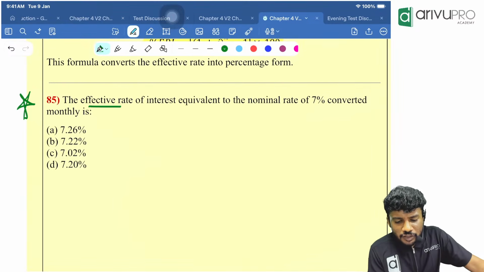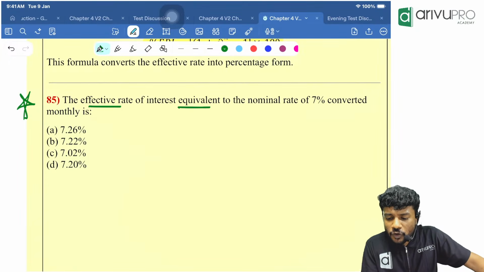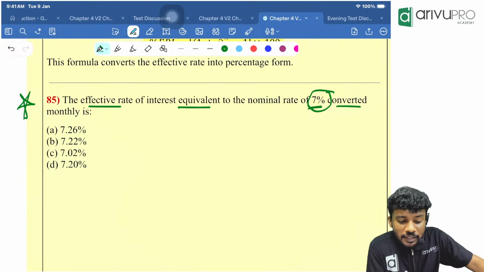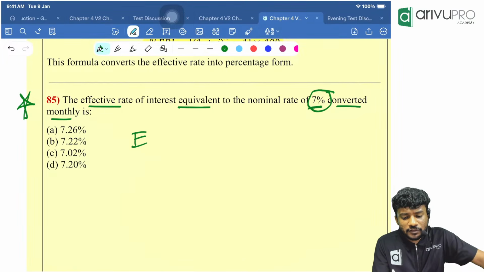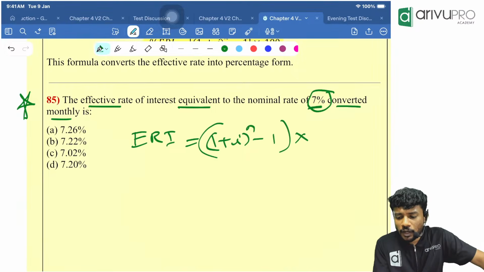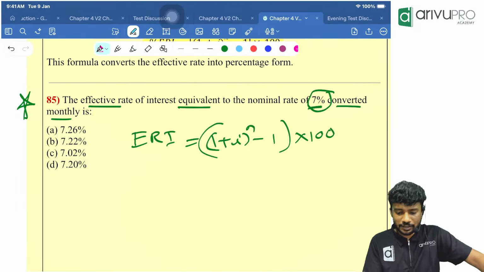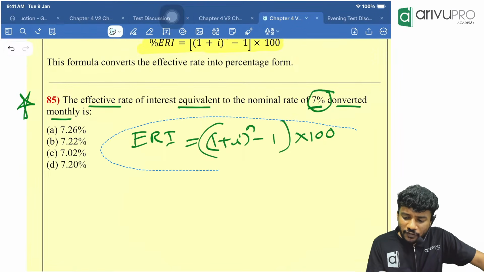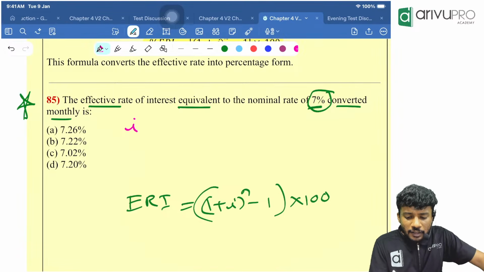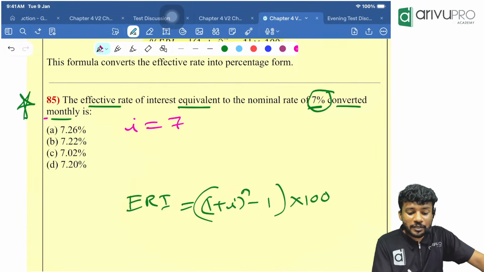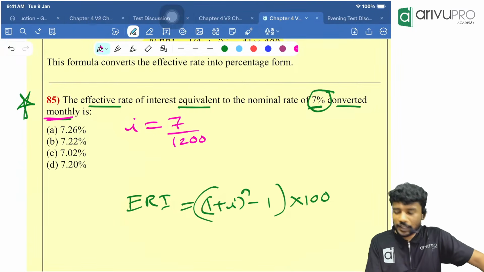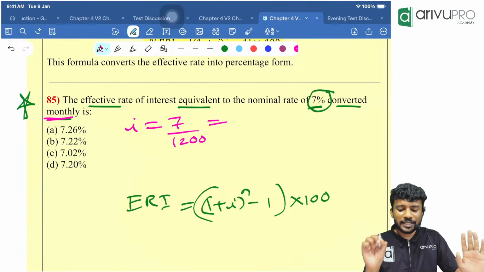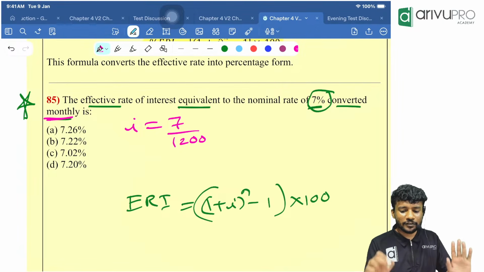Here, the effective rate of interest equivalent to a nominal rate of 7% converted monthly. Okay, we are going to convert monthly. Now people, what is the formula for effective rate of interest? (1 plus i) the whole power n minus 1, into 100, because we are writing it in percentage. Now people, before that, what is the value of i over here? 7 divided by 1200, since converted monthly. Let it be there. Don't convert it. We will do it along with the calculation.